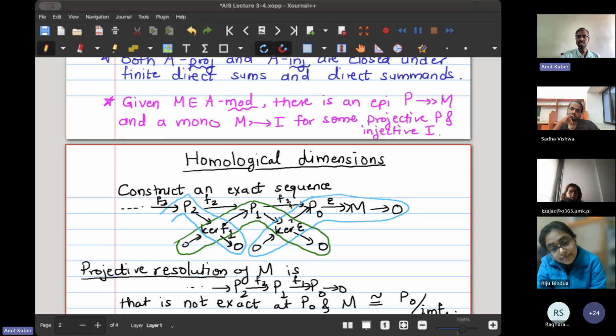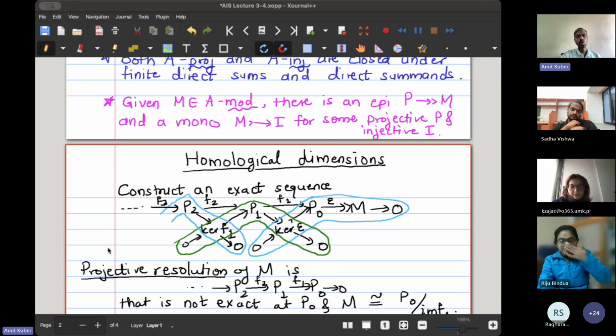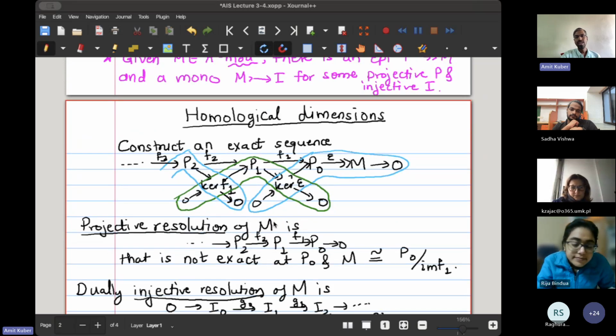You continue this process. This map F1 is the composition of this P1 to kernel epsilon followed by the embedding inside P0, and so on and so forth. So this way you can obtain a possibly infinite sequence of projectives and morphisms between them. Okay, and I have already drawn what are the short exact sequences in this. I have highlighted them using different colors. So the projective resolution of M is just this P0, P1, P2, and dot, dot, dot. I'm using the correct technical term here.